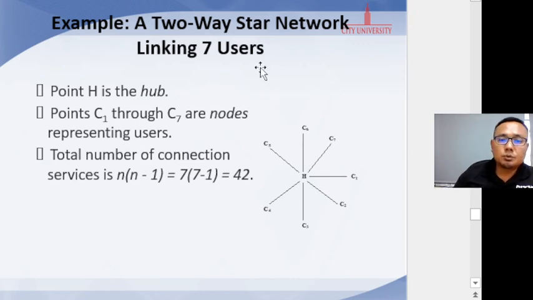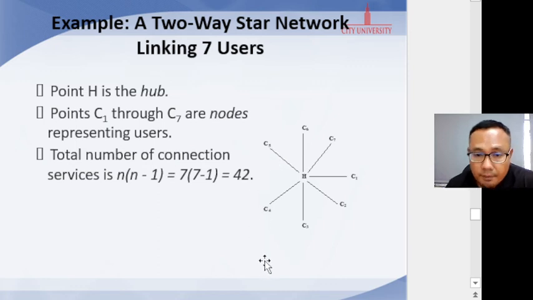This is an example of a two-way star network linking 7 users. Point H is a hub, and the points C1, C2, up to C7 represent users: C1, C2, C3, C4, C5, C6, C7. So the total number of connection services here is 42.